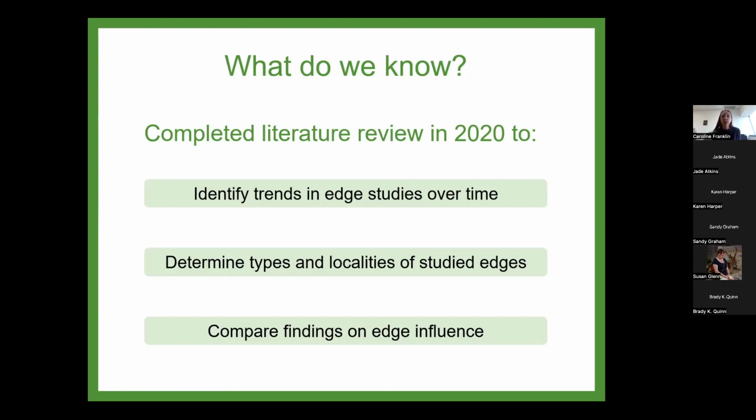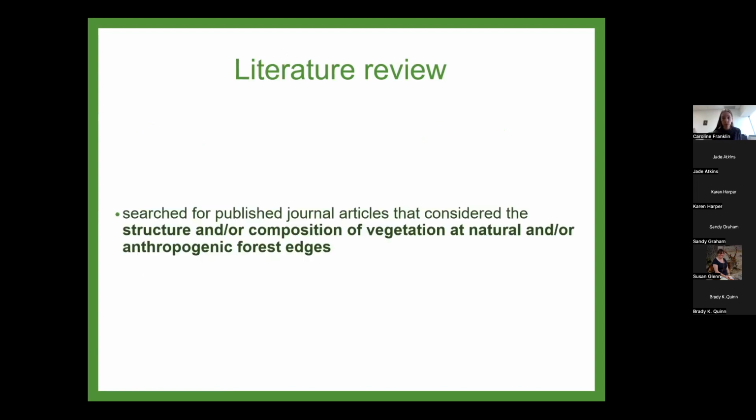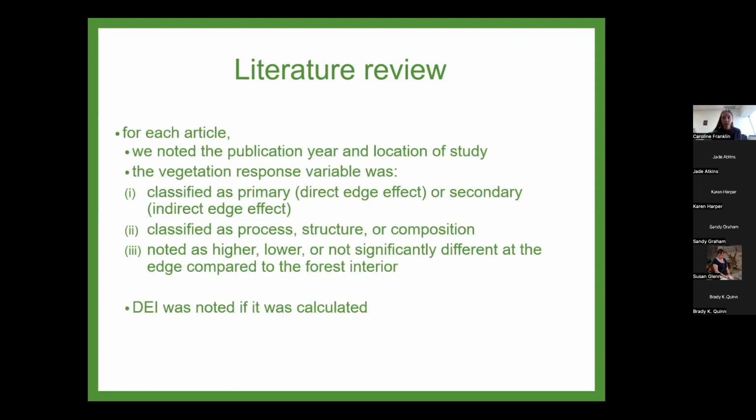So we completed a literature review in 2020 to identify trends in edge studies over time, determine the types and localities of studied edges, and also compare findings on edge influence. We searched for published journal articles that considered the structure and/or composition of vegetation at natural and/or anthropogenic edges, because some studies actually incorporate both. They do nice comparisons between natural and anthropogenic edges, and other studies just consider one or the other.